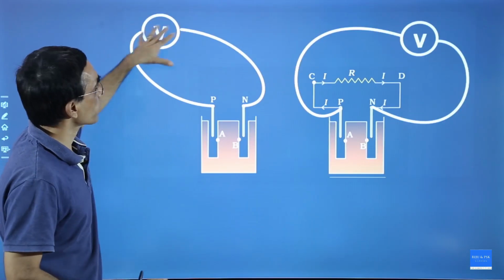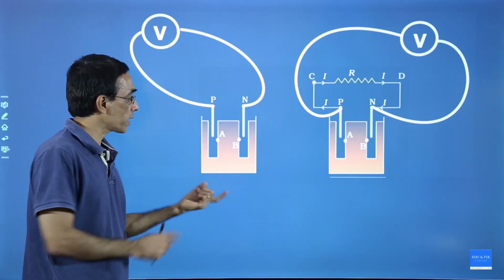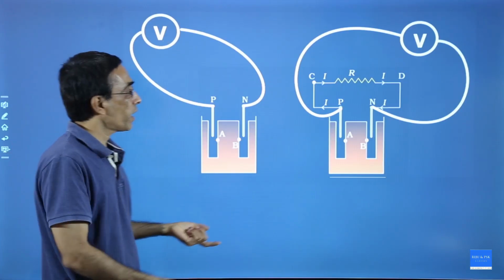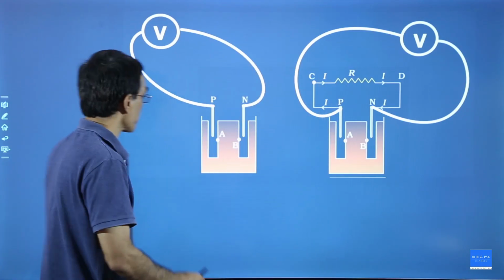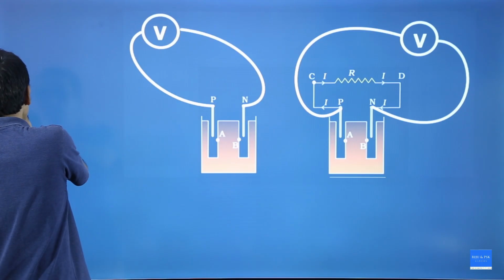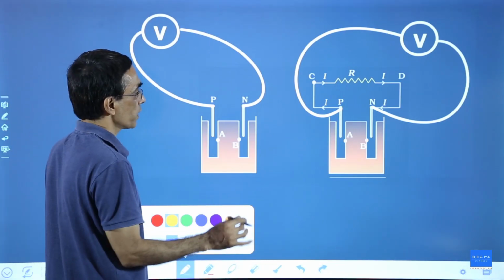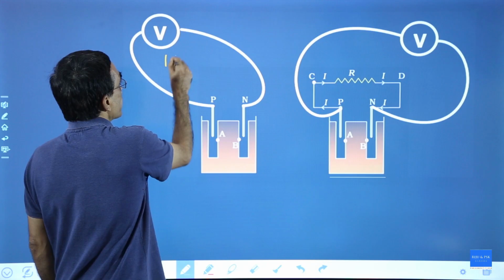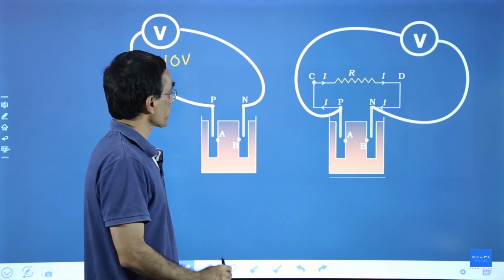This is the voltmeter connected to these 2 points. A voltmeter is connected to a cell in open circuit, and a voltmeter is connected to a cell in a closed circuit. Now, even if it is the same cell, suppose this reads 10 volt.